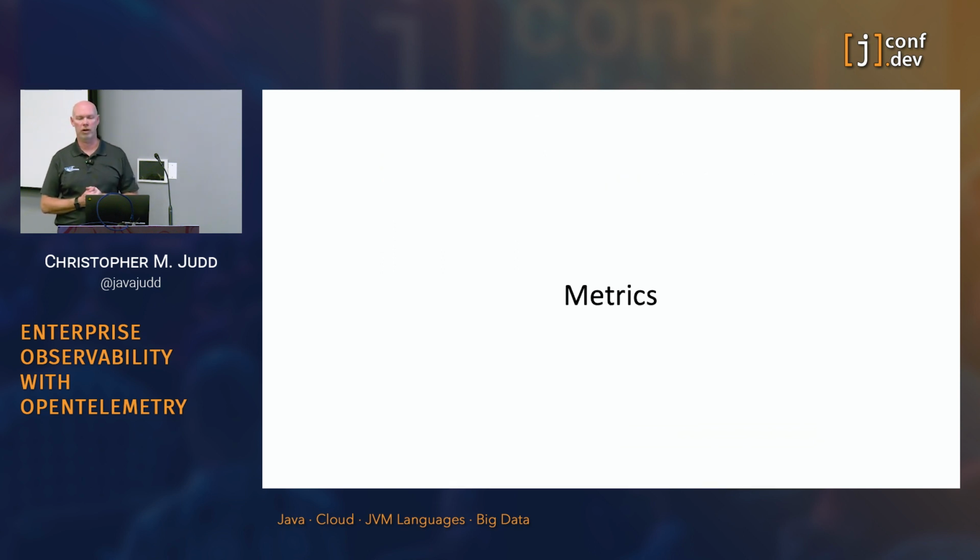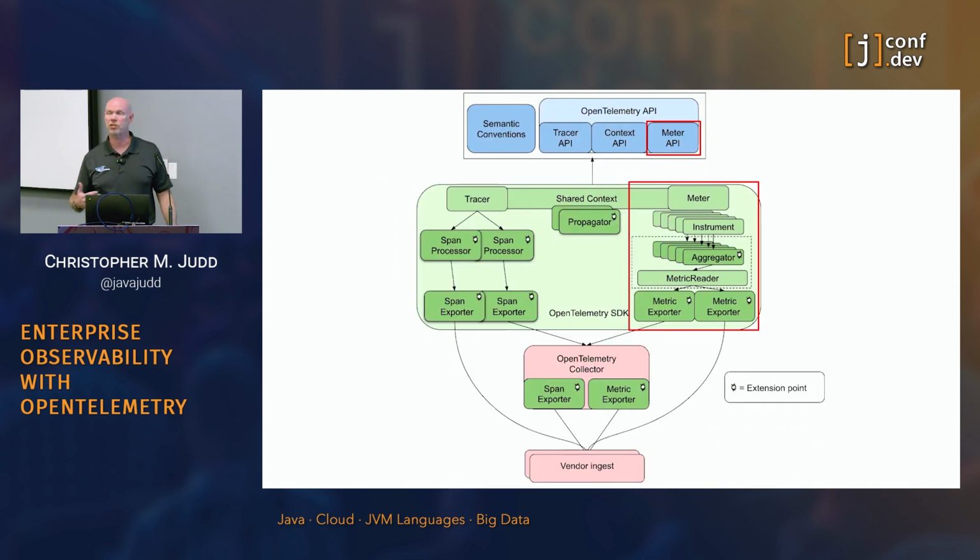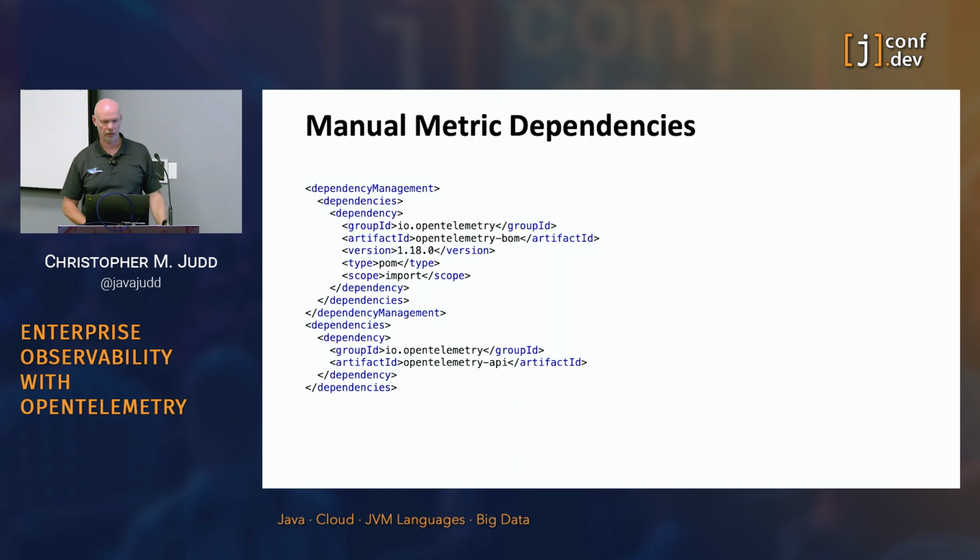Metrics, unfortunately, we don't have annotations, but we can still add custom metrics if you wanted to add counters or gauges specifically for business data. So we can use the meter API and then the implementation classes here. For this, we're going to add a dependency to our dependency manager of the POM for the BOM, and then we're going to add specifically the APIs that we need.